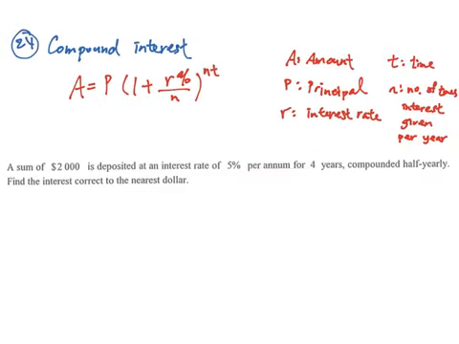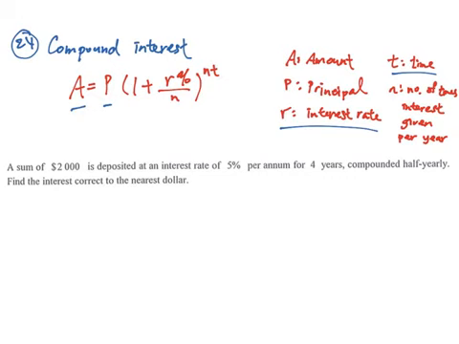Next is about compound interest. A is the amount, P is the principal, R is the interest rate, T is the time, how many years, and N is the number of times interest is given per year. So if half yearly, each year you get 2 times interest. For quarterly, every year you get 4 times interest. For monthly, you get 12 times interest each year.